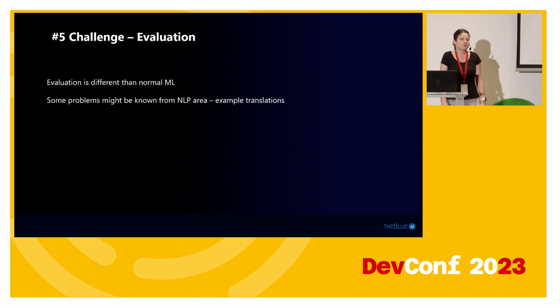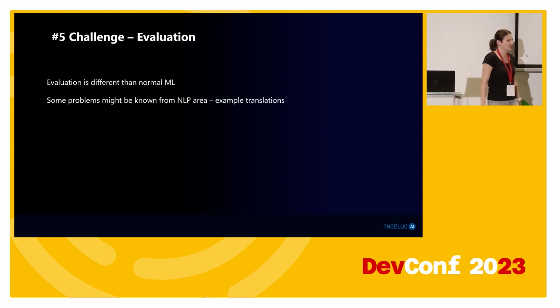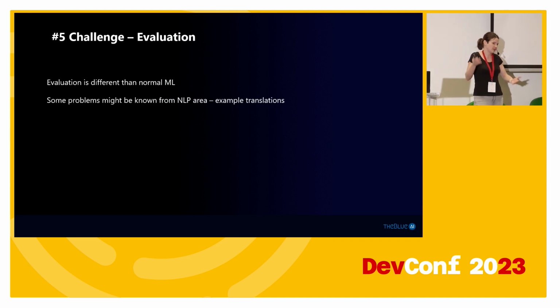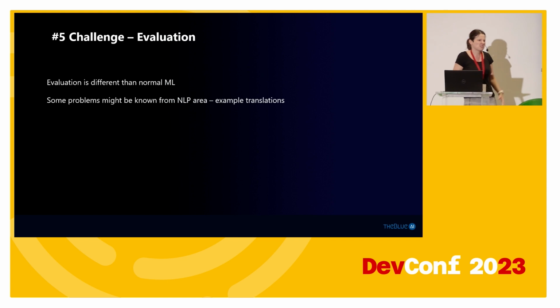Some of these problems were already known from the classical NLP tasks. An example for that is translation. So we have some scores like the BLEU score, etc., because you can also translate the same sentence in 5 different ways and they are still fine. So this problem already existed before. There were no specific very good solutions for that.